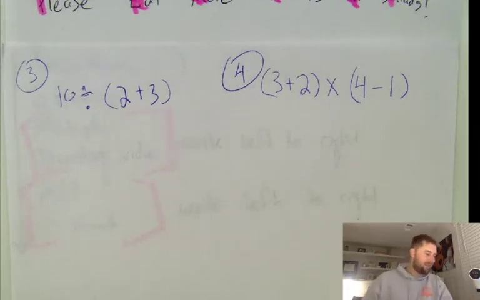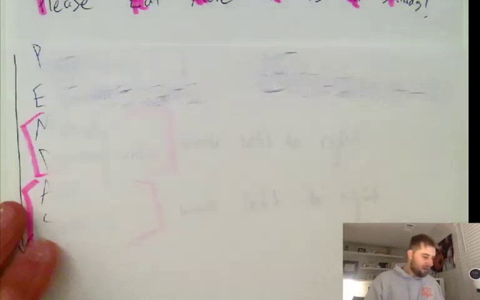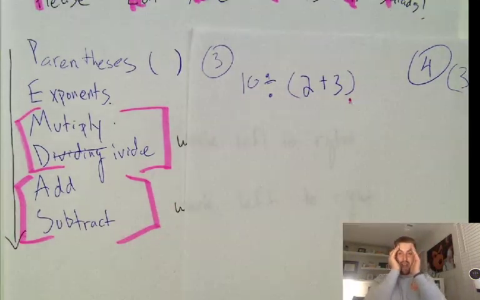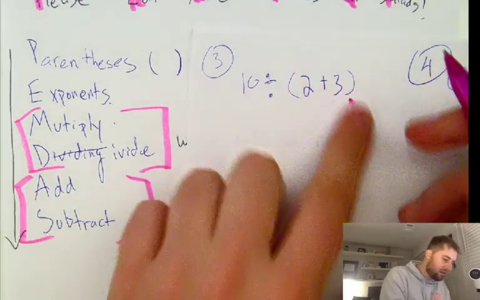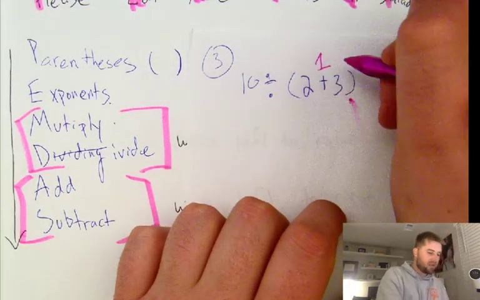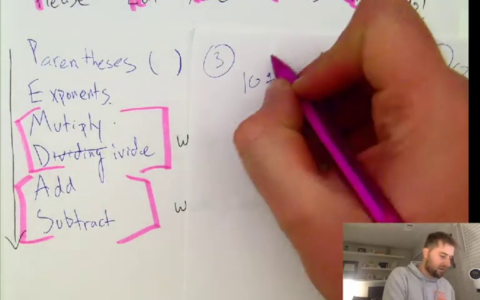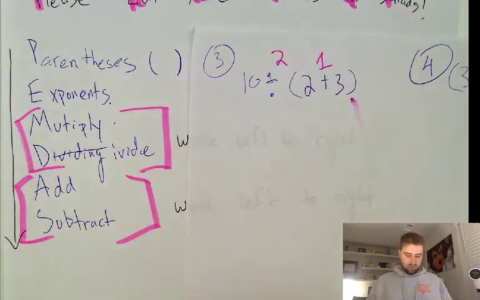All right, awesome. So, looking at problem number 3 here, I see that there are parentheses, and we remember we want to solve everything in the parentheses first. So we're going to solve the parentheses first, and then there's only one other thing to do, and that would be 10 divided by whatever's in the parentheses.